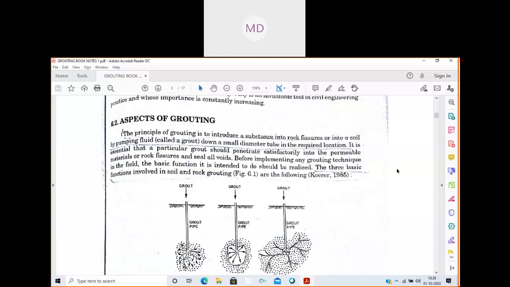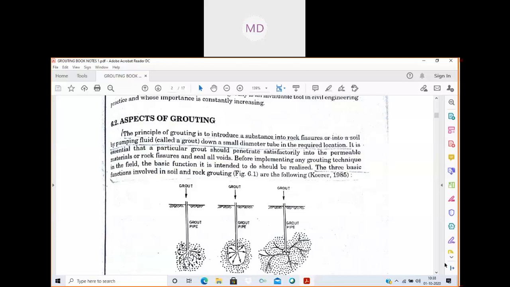Before implementing any grouting technique in the field, the basic function it is intended to do should be realized. So this is the principle of grouting: the fluid material is pumped or pushed inside the subsurface rock with the help of a small diameter tube.